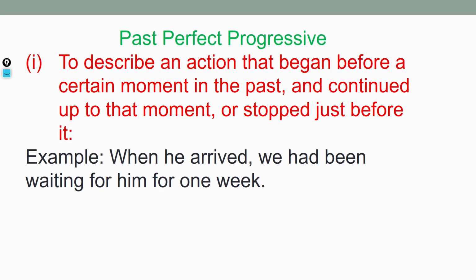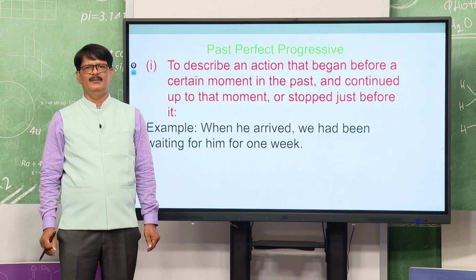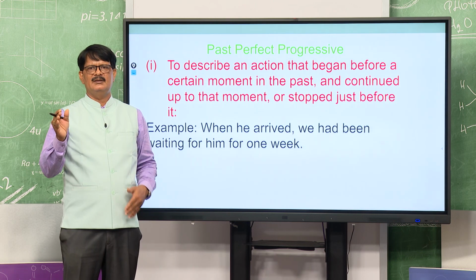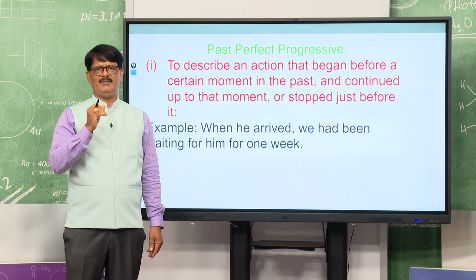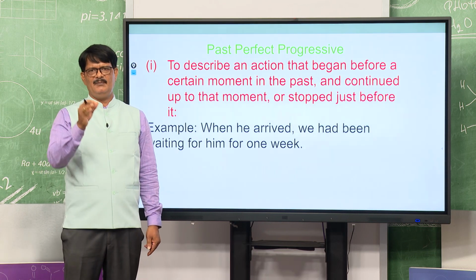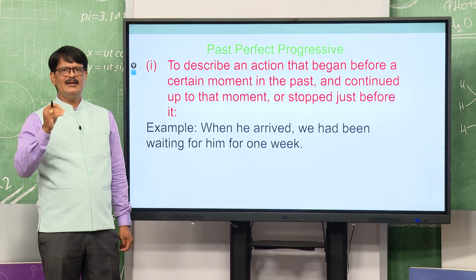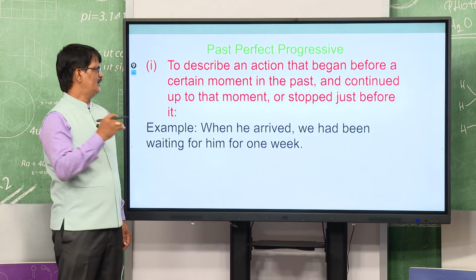Then past perfect progressive. It describes an action that began before a certain moment in the past and continued up to that moment or stopped just before it. Example: When he arrived, we had been waiting for him for a week. That means an action that began before a certain moment in the past and continued. For the example, it is clear. When he arrived, we had been waiting for him for 1 week.